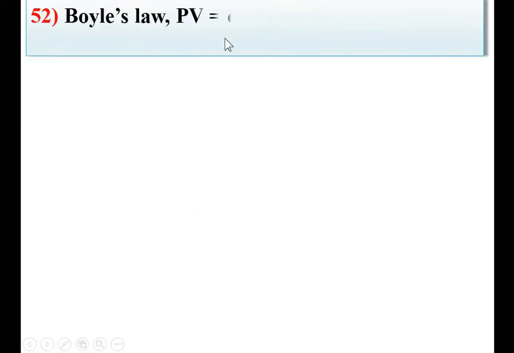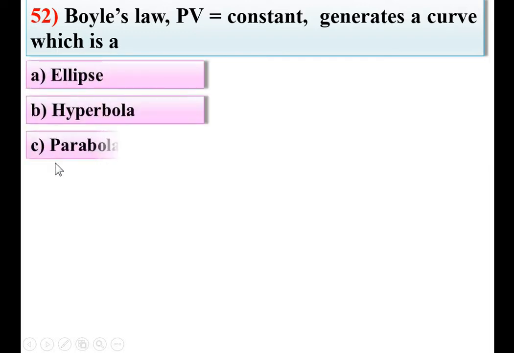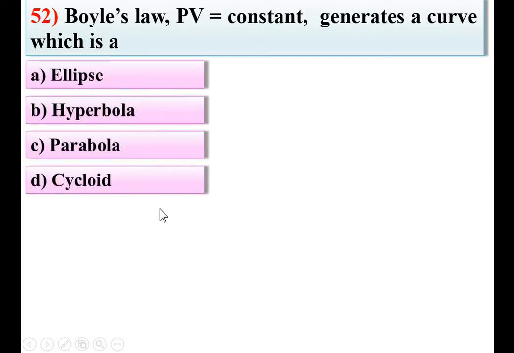Next, Boyle's law, PV is equal to constant, generates a curve which is a option: ellipse, hyperbola, parabola, cycloid. So the answer is B, hyperbola. And you need to remember the Boyle's law generates always hyperbola.